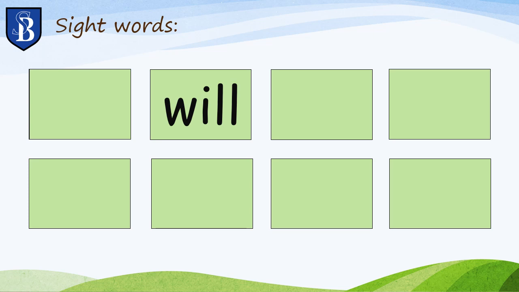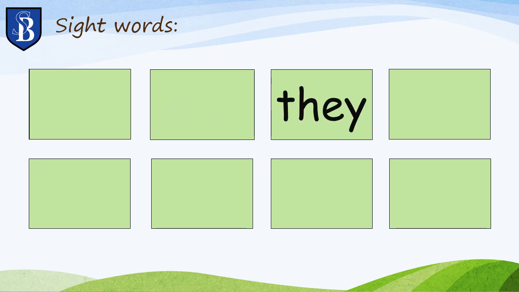Will. How is this word different from the word she? Well done if you said it has more letters. This word has 4, and the letters it uses are different. They. Look at the shape in the word they.